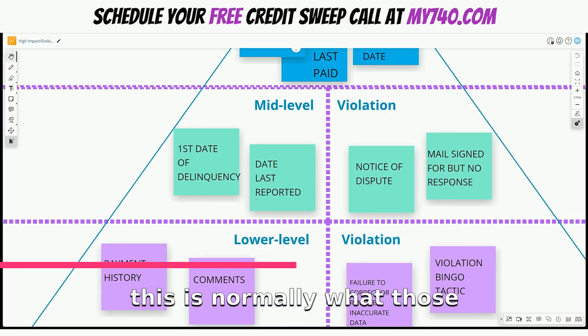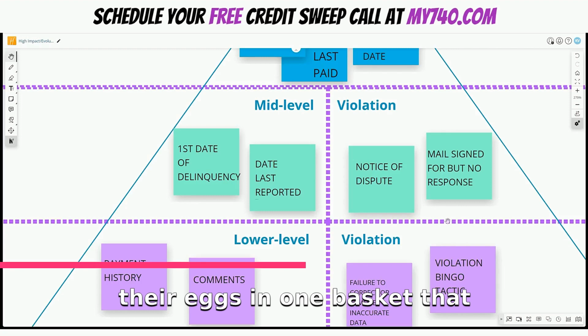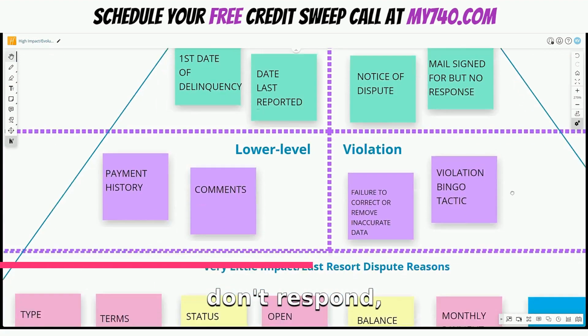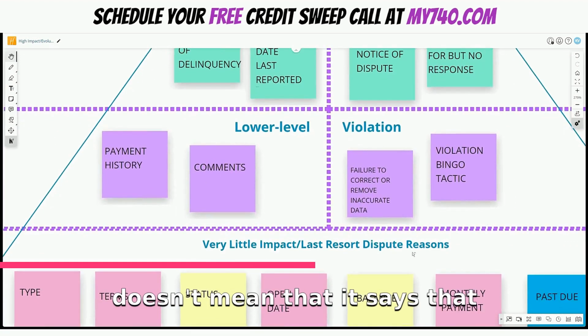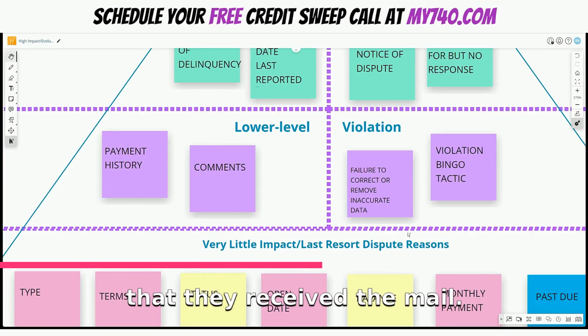Okay, now this is normally what those other companies go after that are not using factual based disputes. They are just banking with all their eggs in one basket that the bureaus are not going to respond. Now, one thing you want to keep in mind is that just because they don't respond doesn't mean that it says that they didn't respond in the system. So most of the time it will say that they received the mail.